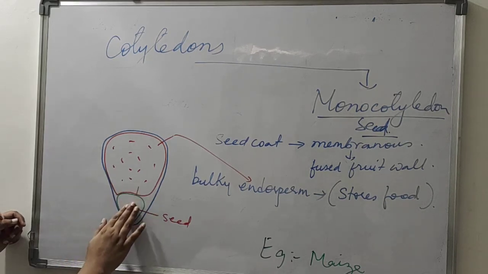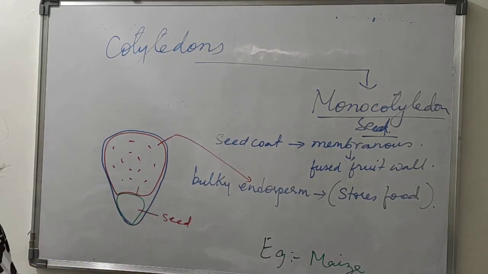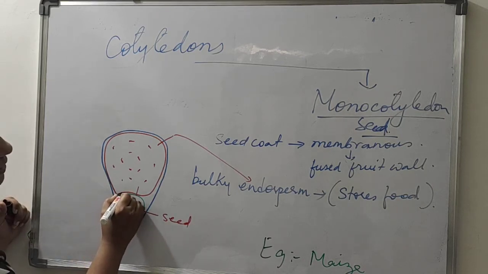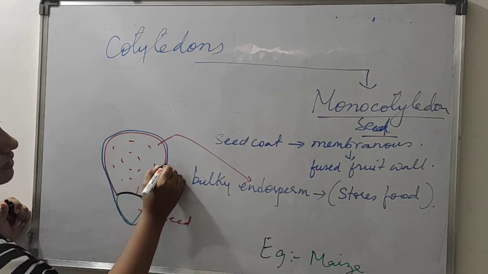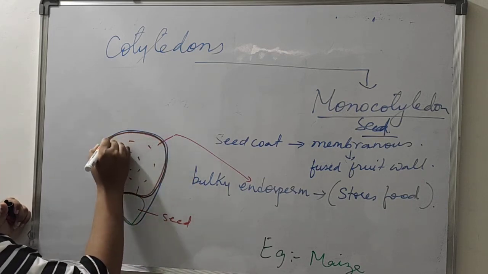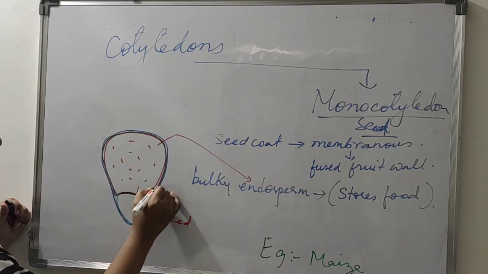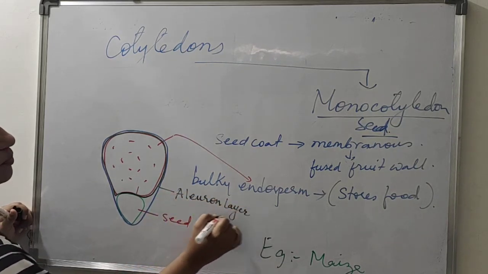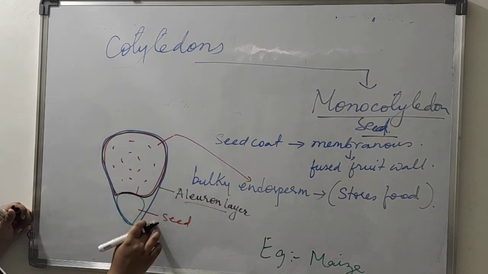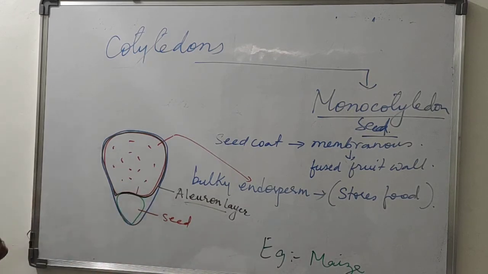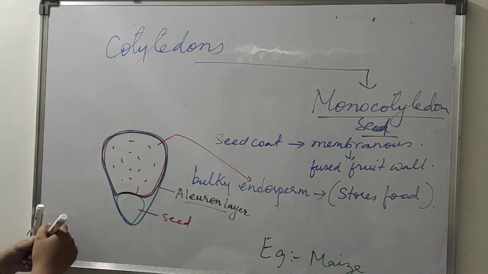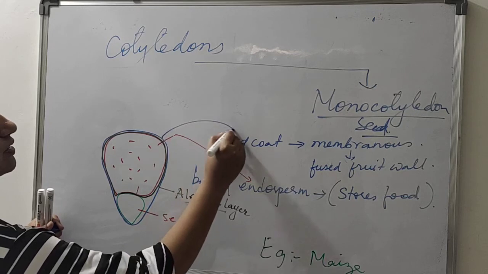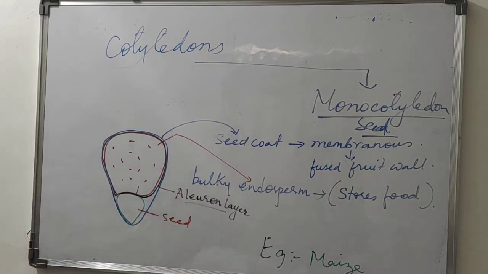Now, how are endosperm and seed separated? They are separated by a protein layer called the aleurone layer. See, the endosperm and seed are separated by the aleurone layer, the layer which I am drawing in black color. The aleurone layer is made up of protein. So the seed and endosperm are separated by this aleurone layer. And the overall protective layer is the seed coat. This is the seed coat.